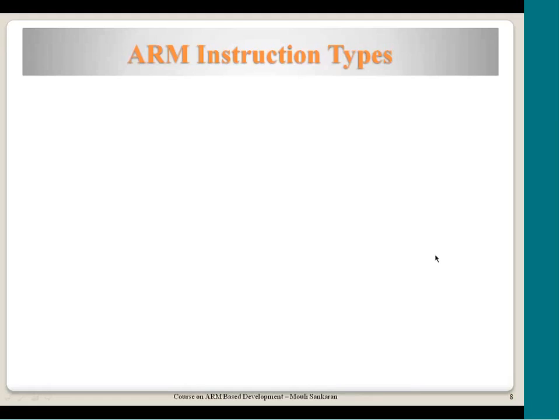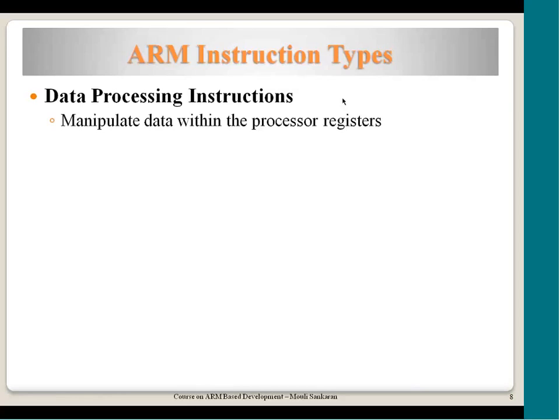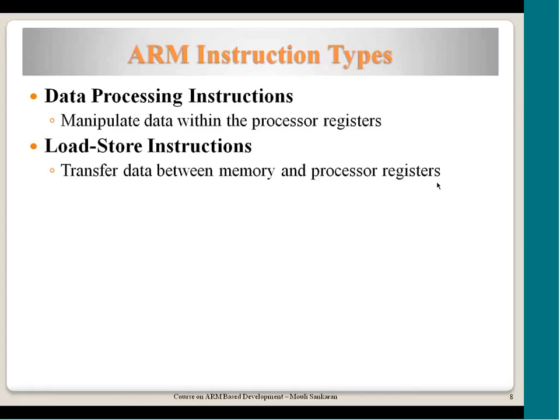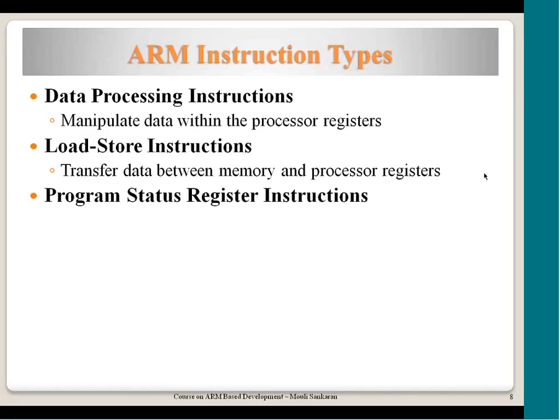Sorry for the interruption. So let us go into the instruction types of ARM. So this is the data processing instruction: this class of instructions manipulates data within the processor registers. Okay. So in this particular session we will be talking more about this kind of instruction. And then data load store instructions. As I told you, the data processing instructions work only on registers, and anything to do with memory has a separate class of instructions which help you transfer data between memory and processor registers. So they are called data load store instructions.